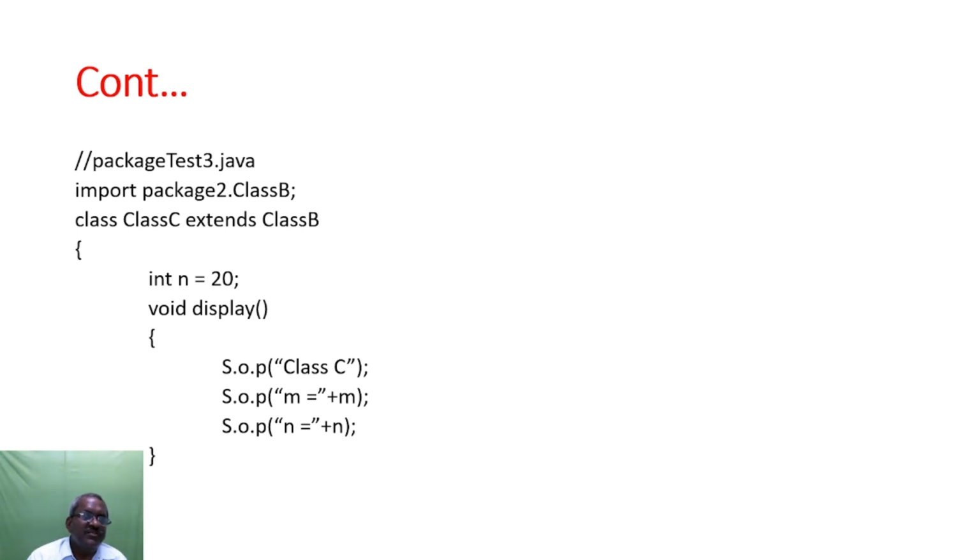Int n equal to 20, void display. There are three lines for the display. Class C, M and N. Since in B we have given protected M, protected M means for the child class it is accessible. Here M will be printed as 10. N will be printed as 20 if these statements are accessed.